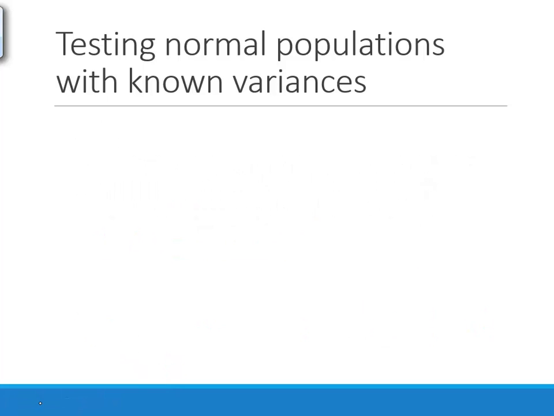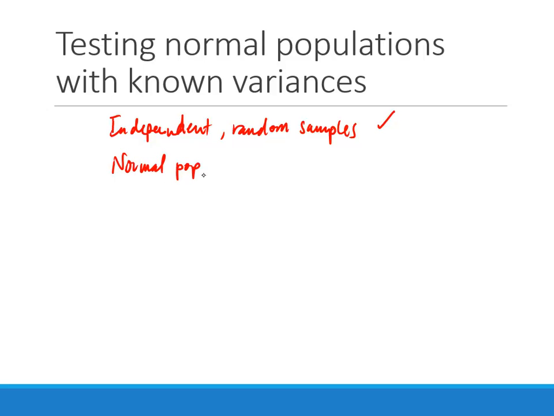Okay, and so if you look back at what we require here, we have independent random samples. So that's good. And for this first procedure, we need normal populations and known variances, which we're also assuming that we know. So we're good to go here to do this two-sample z-test.